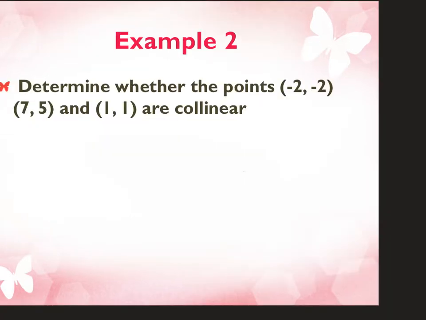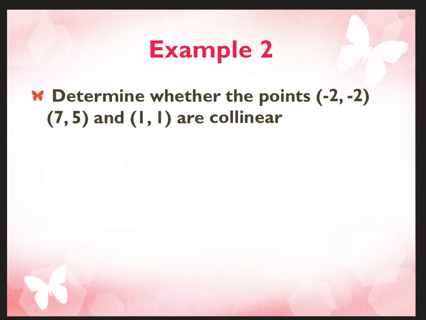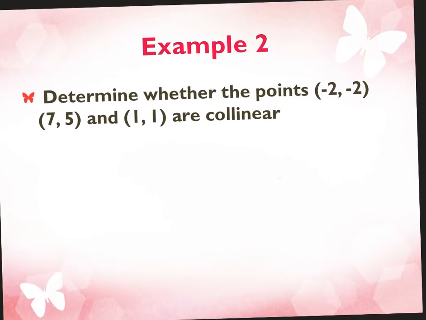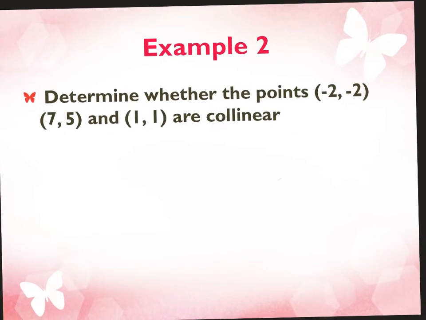So it just says determine whether the points are collinear. I do know that if you had a graph, you could just plot those points and determine if they make a straight line. That's not what you're trying to do here. The question on your test will actually say find the determinant and then determine if they're collinear. So it's going to force you to do it that way.